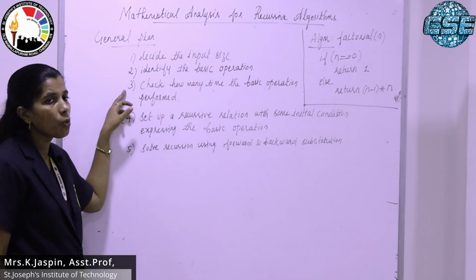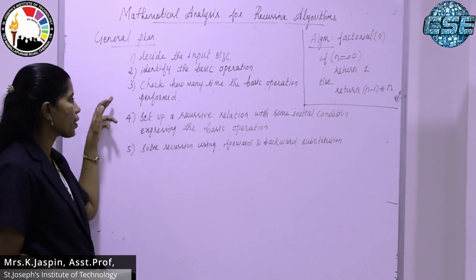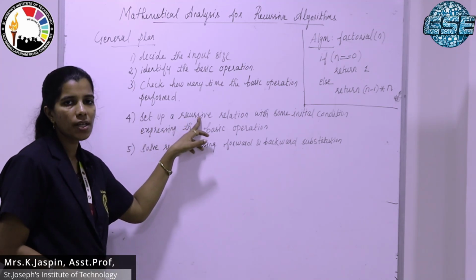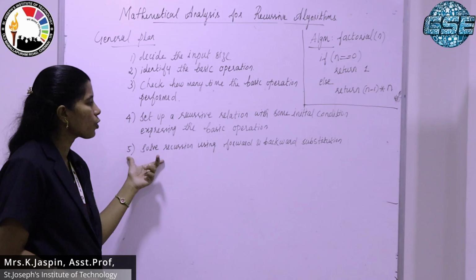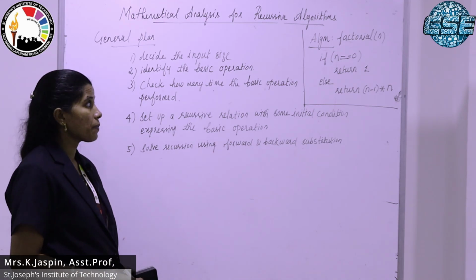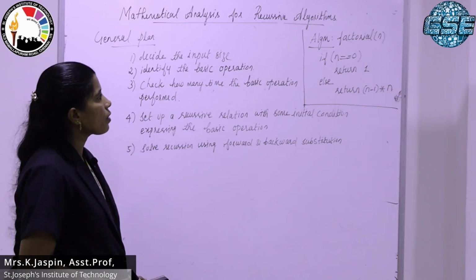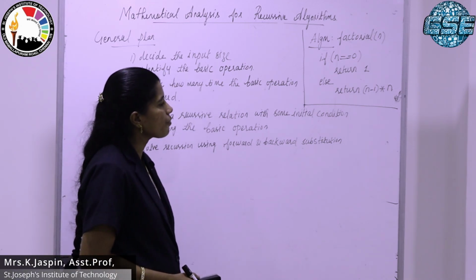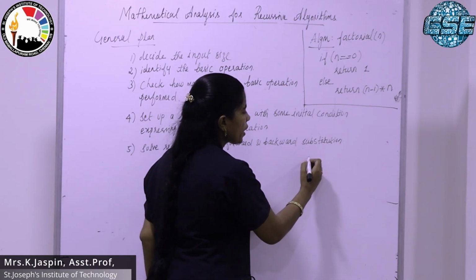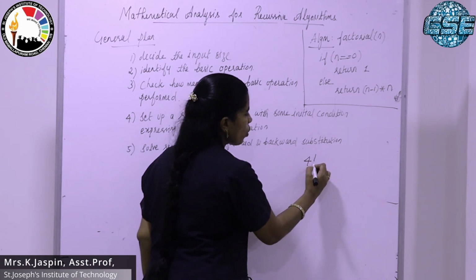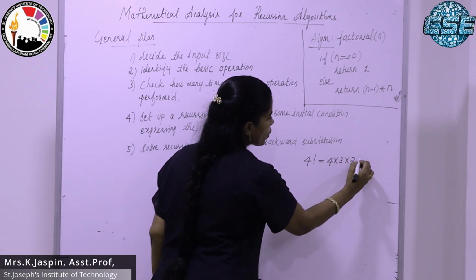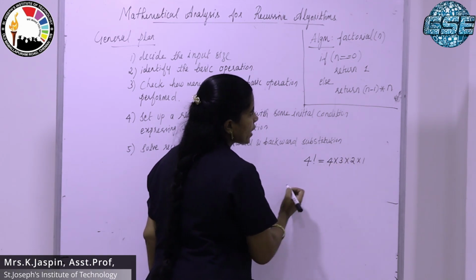Third step, how many times the basic operation is executed. The fourth step, we need to set up the recursive relation with some initial condition. At the fifth step, we need to apply some forward or backward substitution method to bring the time complexity. So in this algorithm, if we are going to find the factorial of an element, if I am taking the factorial of 4, 4 factorial is equal to 4 into 3 into 2 into 1. So this is the initial assignment.